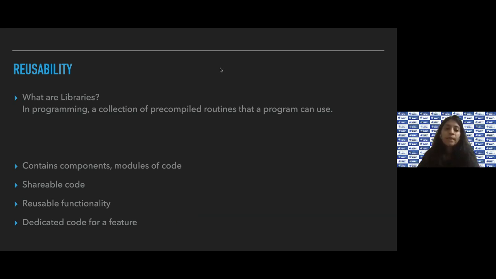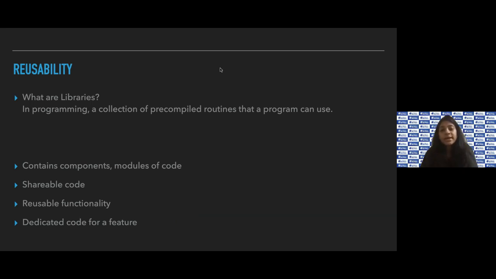Now, there are a few features which a library, and specifically an Angular library, should have. It should contain components, modules, or services, depending totally on the user's requirement. Then it should have shareable code, because that's the idea of creating libraries. That's the idea of reusability. Then we already talked about reusable functionality. And the best thing about libraries is that they have dedicated code for a feature.